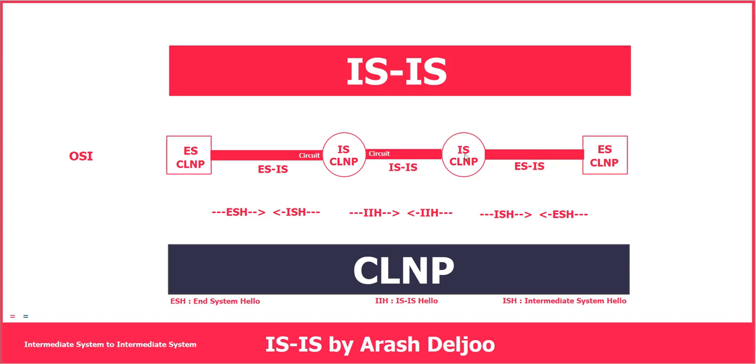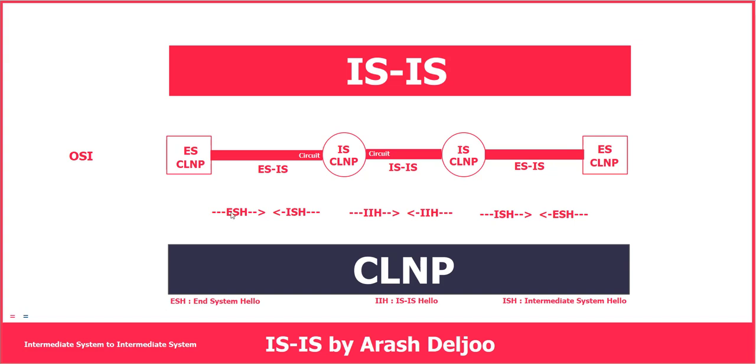As you can see here, we need the ES-IS protocol between the ES and IS. We need the IS-IS protocol between two ISs, and we need the ES-IS protocol between the IS and ES. As you can see here, two types of protocols are now working in this scenario. And we had some packets that these protocols used for their communication.